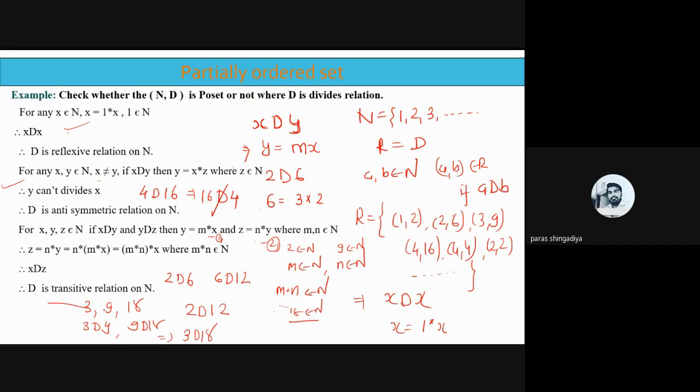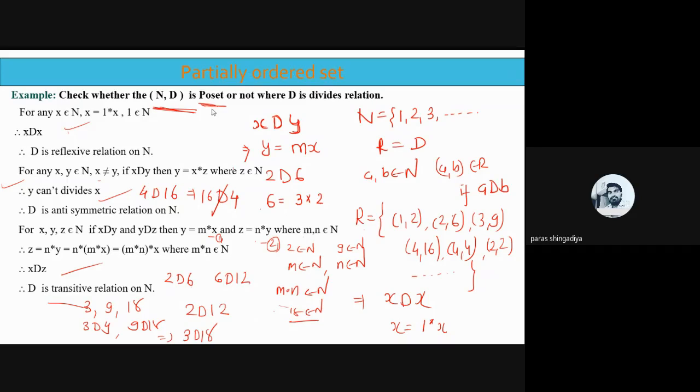So what does it mean? That is known as a transitive relation on Z. Clear? So it is reflexive, antisymmetric, and transitive. So we can say this relation, (N, divides), is called a partially ordered set. It is called a partial order set for a division relation.